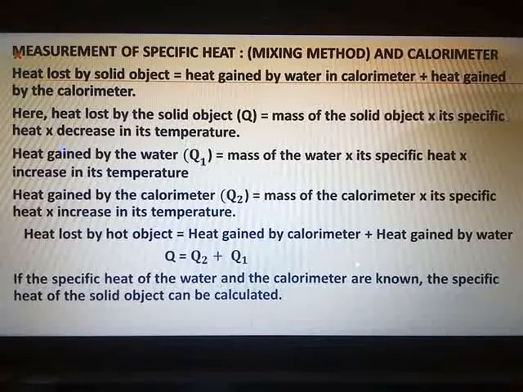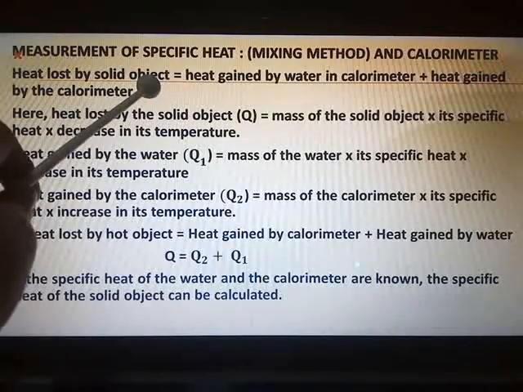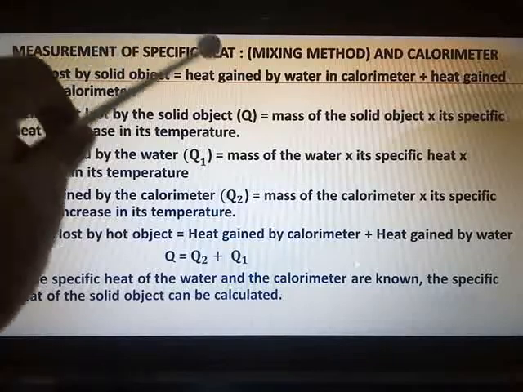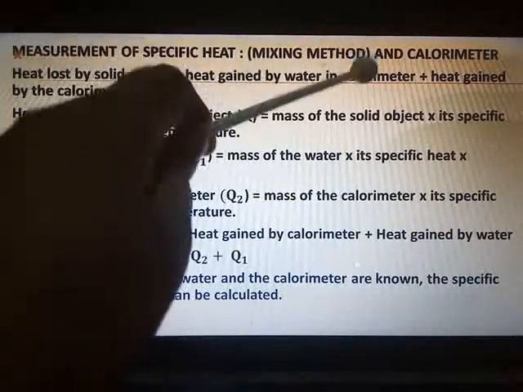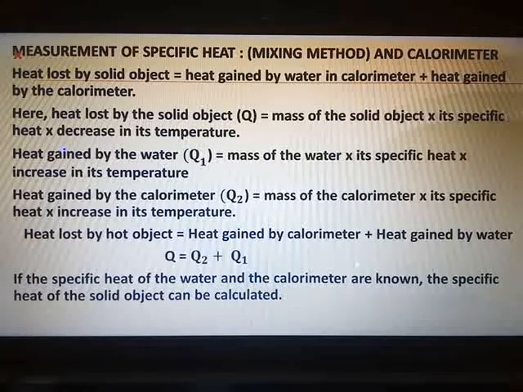Now if a hot solid object is immersed inside the water in the calorimeter, then heat exchange between the hot object, the water and the calorimeter starts, and this continues till the temperatures of the solid object, water and calorimeter become equal. So the heat which is lost by the solid object immersed inside the water is equal to the heat gained by the water in the calorimeter plus the heat gained by the calorimeter.